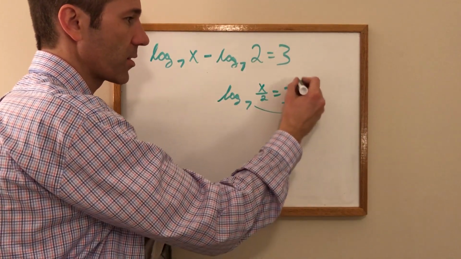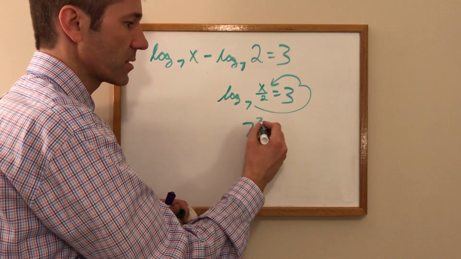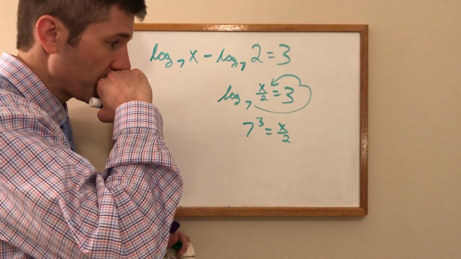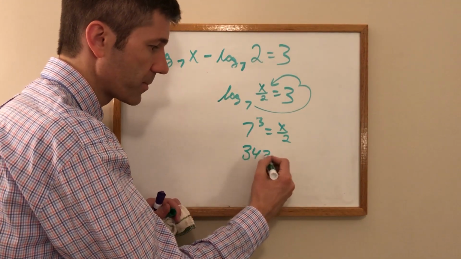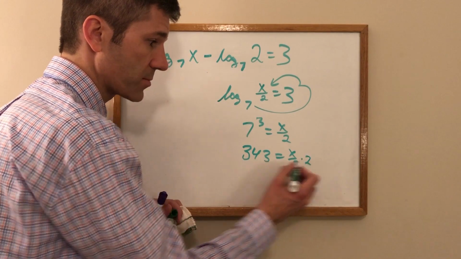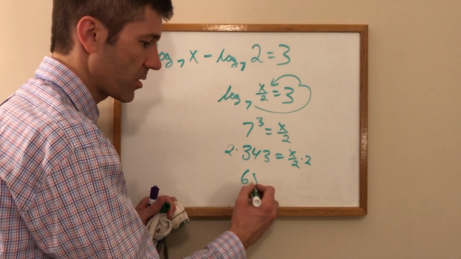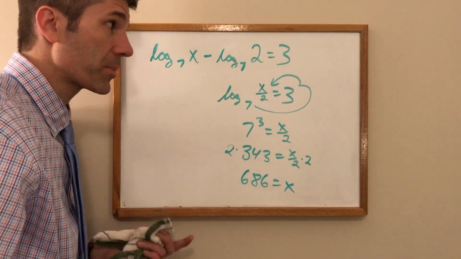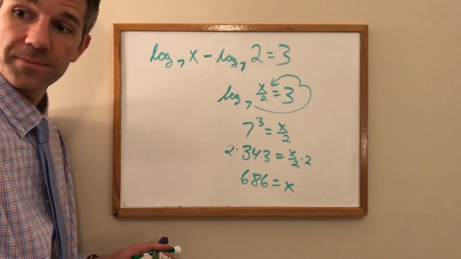So 7 to the third equals x over 2. I still find out what 7 to the third is. 7 to the third is 343, and that's x over 2. The way to get rid of division is with multiplication. So times 2 here, times 2 here. 686 is equal to x. Again, same kind of process, we just had to divide at the very beginning.